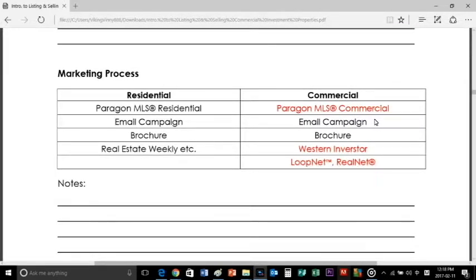Marketing process. Well, residential has Paragon MLS Residential. Commercial has Paragon MLS Commercial. Residential and commercial both have email campaigns, brochures. Residential has Real Estate Weekly, etc. Commercial has Western Investor, also LoopNet and RealNet.